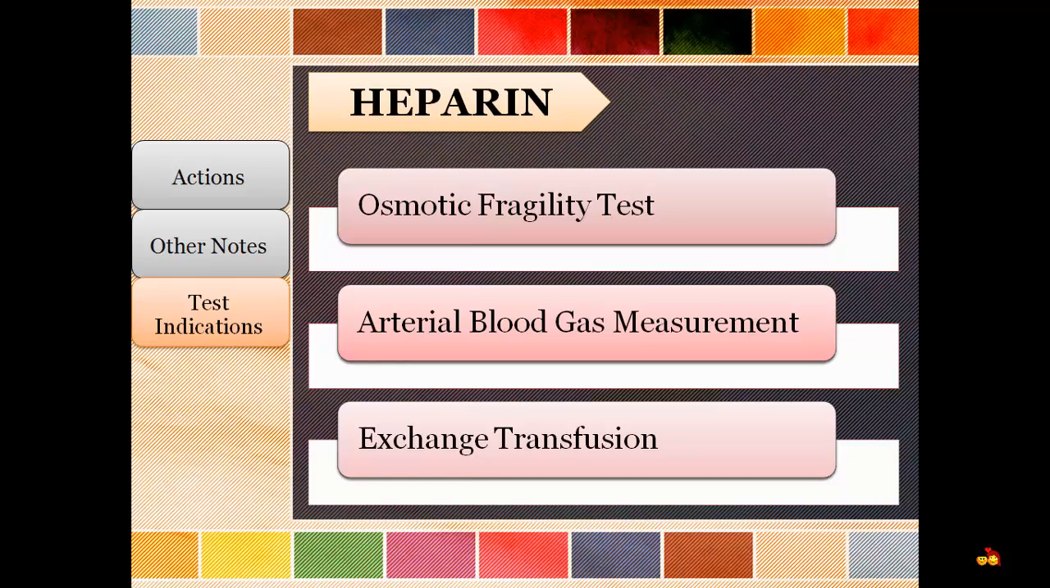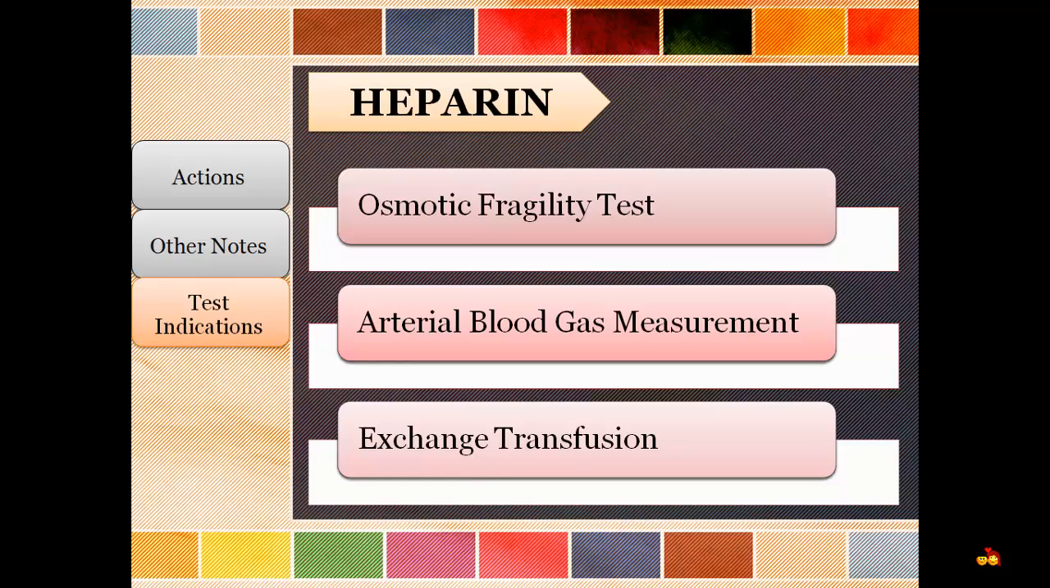So, do not forget, heparin is best for osmotic fragility test, arterial blood gas measurement, and exchange transfusion. And do not forget, the action of your heparin is to inhibit thrombin. And the optimal concentration of your heparin is 15 to 20 units per ml of our blood. So do not forget our naturally occurring anticoagulant, which is heparin.